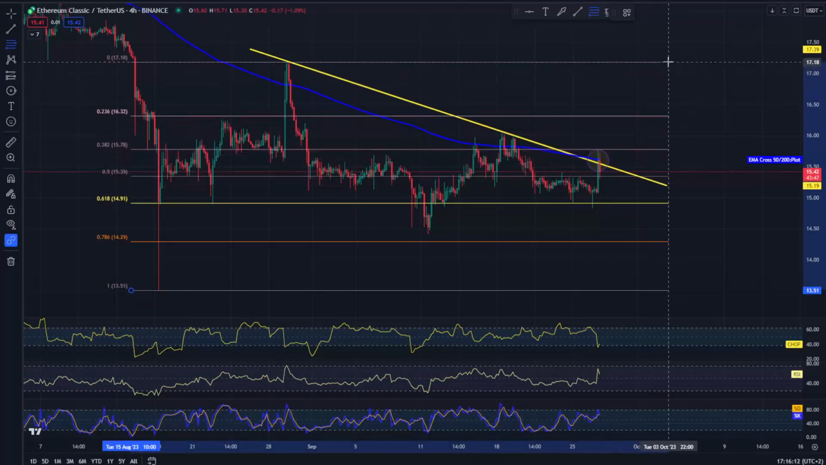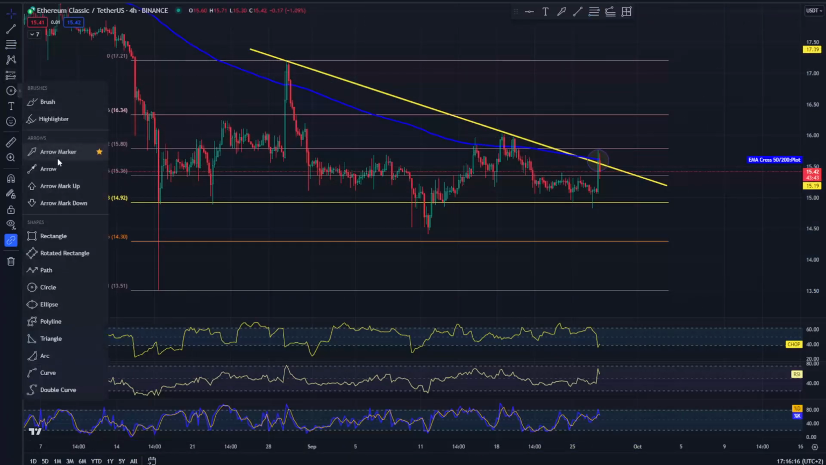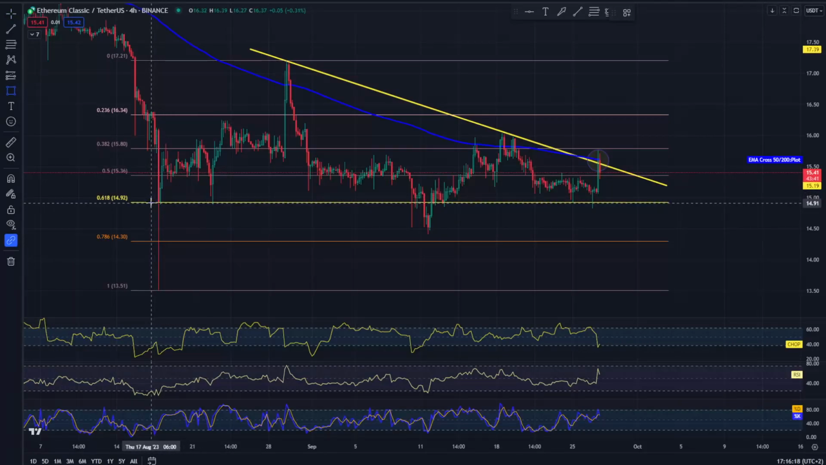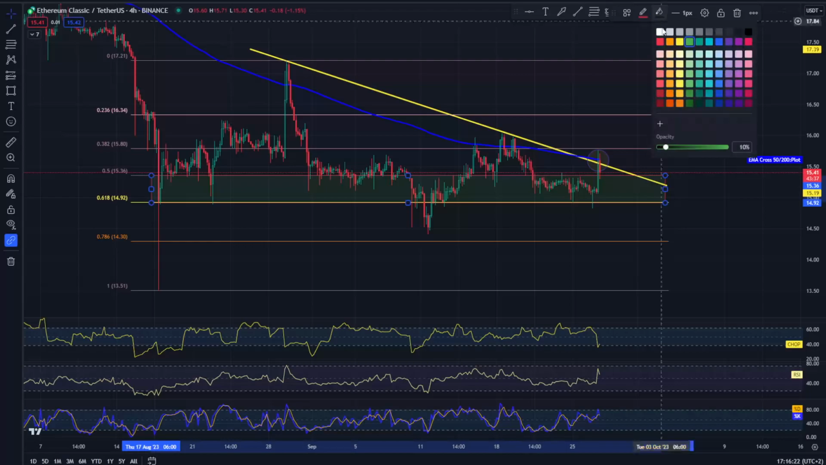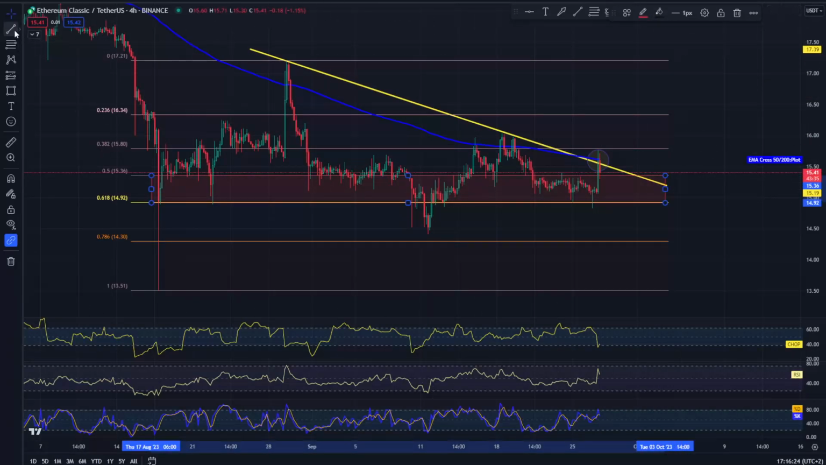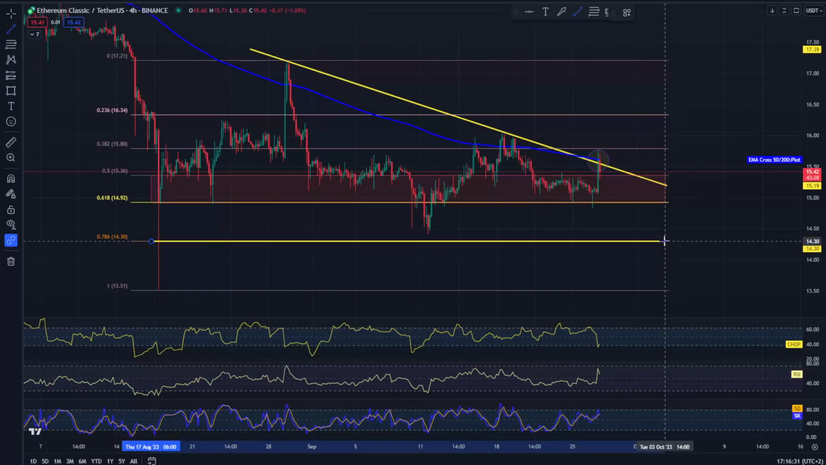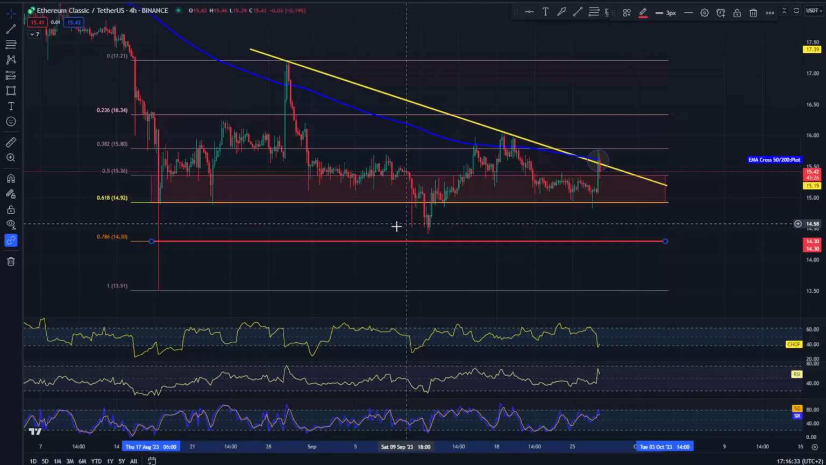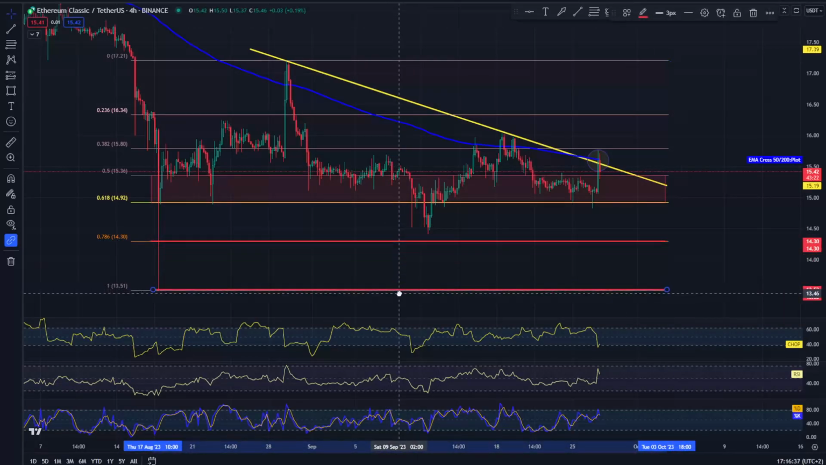Going further, we can move on to marking support areas when we start a larger correction. And here we have a visible support zone from $15.36 to $14.92. Then we have support at $14.30. And then support at $13.50.